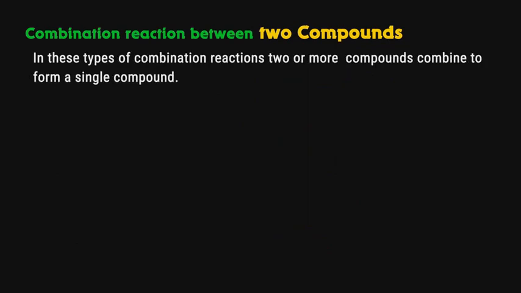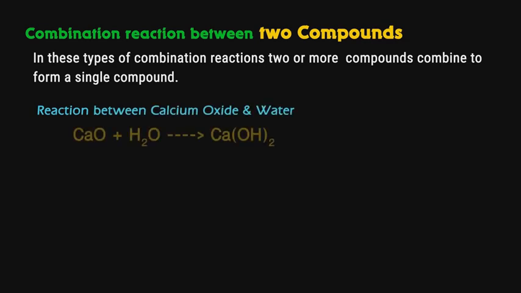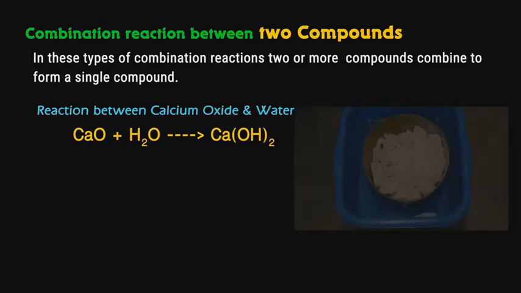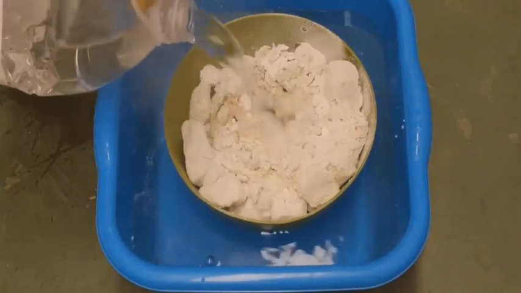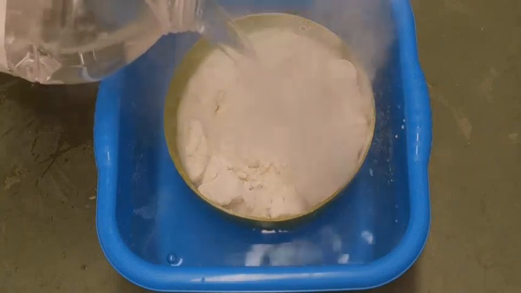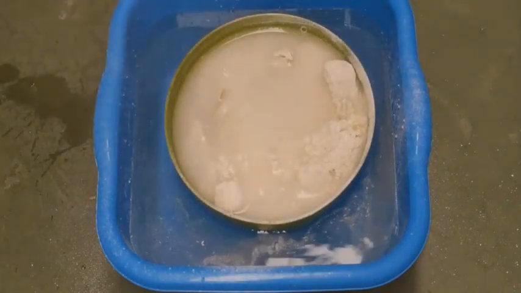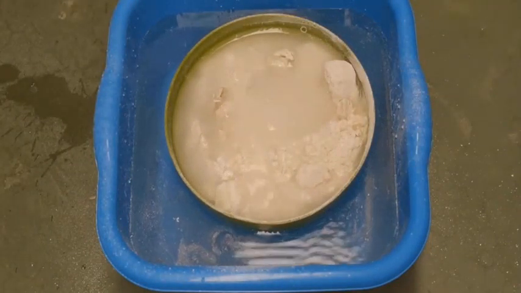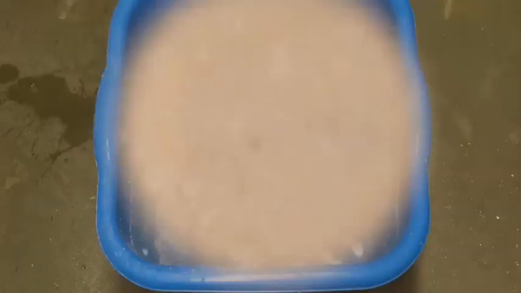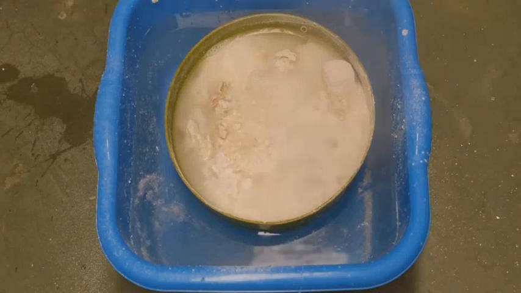Now we will discuss the combination reaction in between two different compounds. Let's see. Reaction between calcium oxide and water. Calcium oxide, as you know, is known as quicklime. When quicklime reacts with water, it produces calcium hydroxide with the production of a huge amount of heat. It is one kind of exothermic reaction, and that produces calcium hydroxide, which is also known as slaked lime.